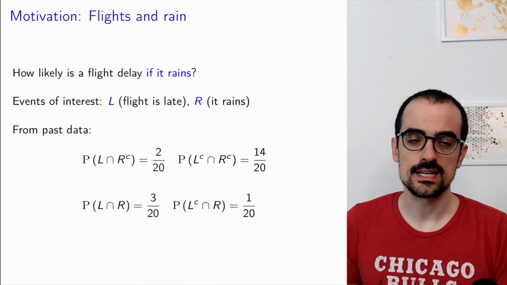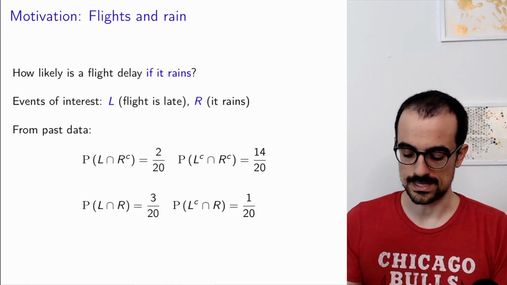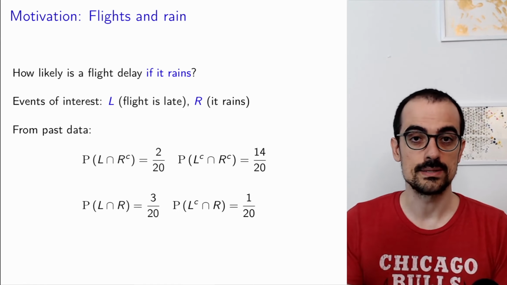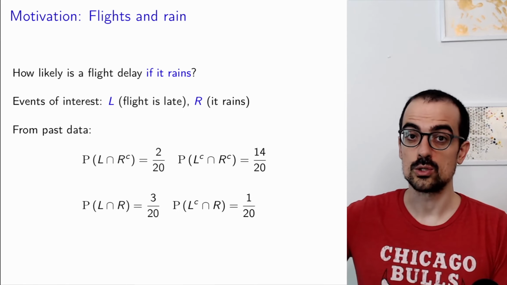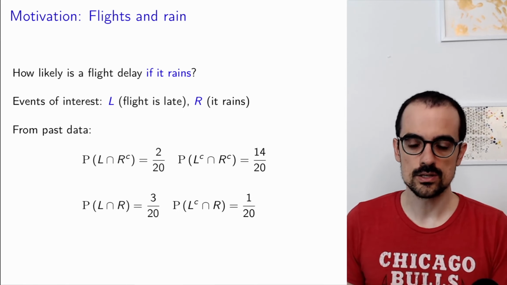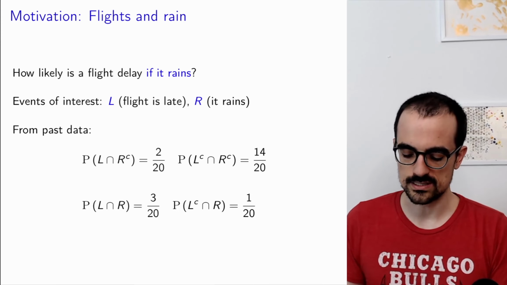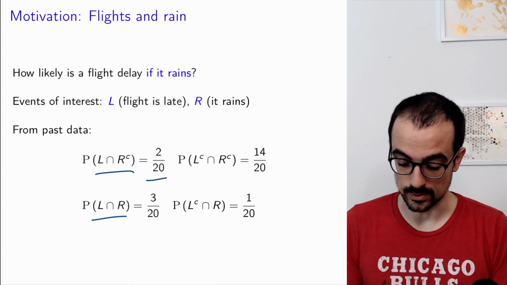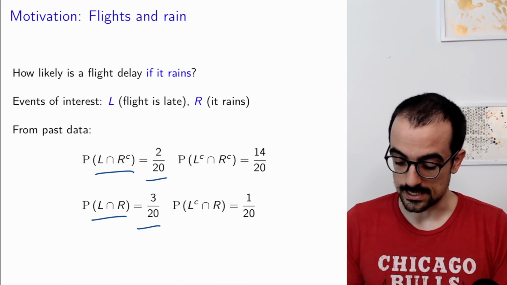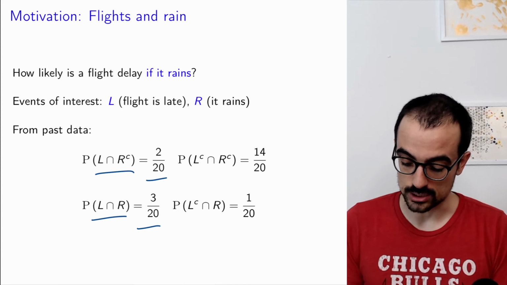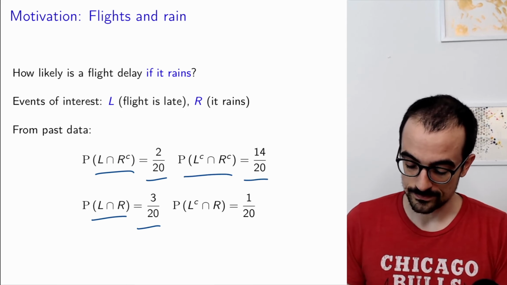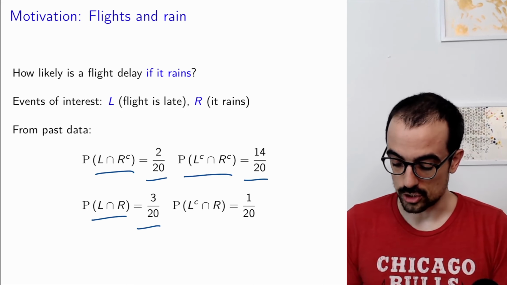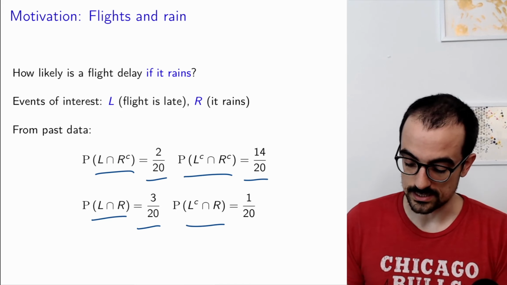And from past data, like from past flight and weather data, we estimate the following probabilities. We're going to see how to estimate probabilities in the next video, but for now, let's accept that these probabilities are reasonable. The probability that a flight is late and it does not rain is 2/20. The probability that a flight is late and it rains is 3/20, so it's more likely. The probability that the flight is not late and it does not rain is 14/20. And the probability that the flight is not late and it rains is 1/20.